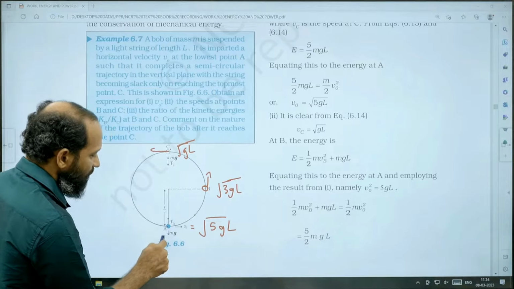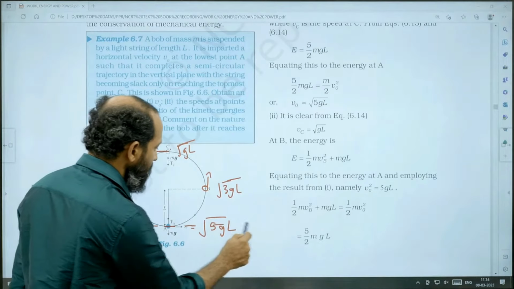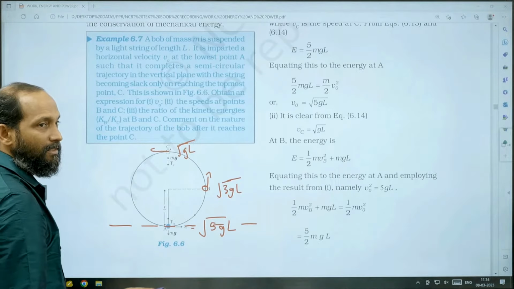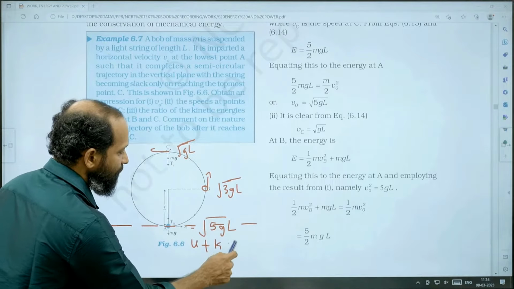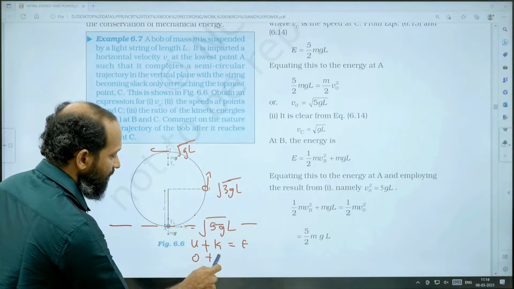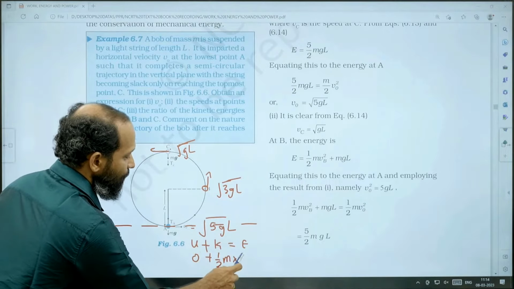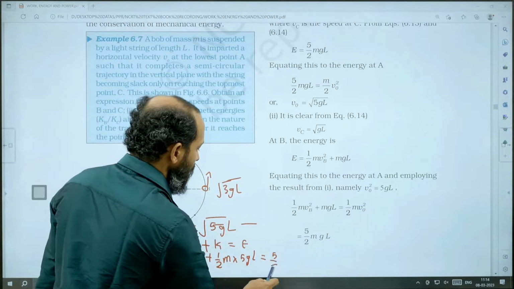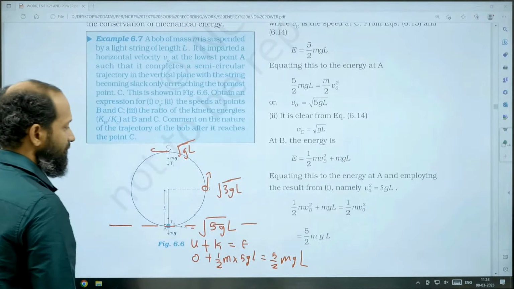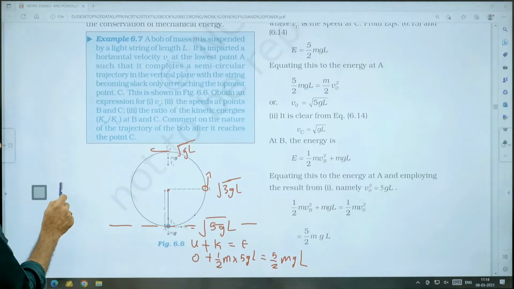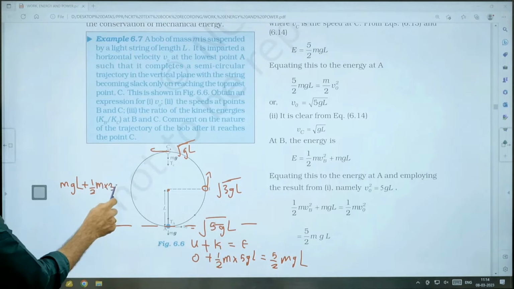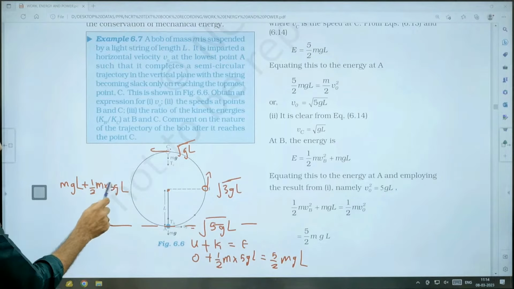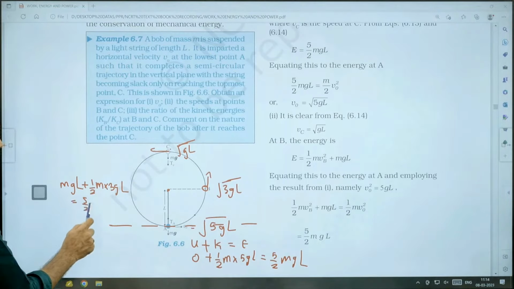Assuming the horizontal line passing through A happens to be the reference line, potential energy there is 0. Potential plus kinetic is equal to total. Potential 0, kinetic half m v square. V square is 5gL, so you get 5 by 2 mgL as the total mechanical energy. When it is at the horizontal line, its potential energy is mgL, because L is the vertical height. Kinetic energy is half m into 3gL. You get 1 plus 3 by 2, still 5 by 2 mgL.